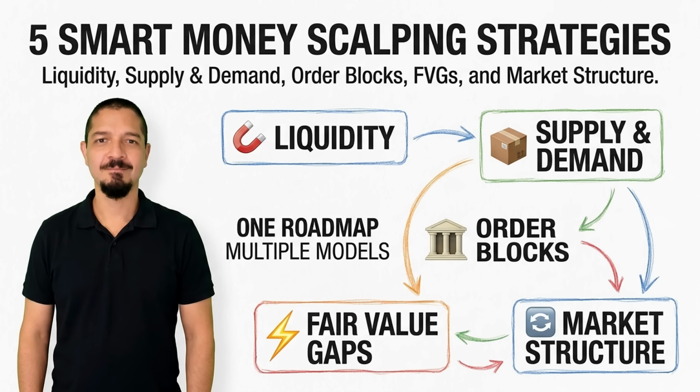You will learn how these 5 models connect to real market mechanics, from liquidity grabs and draw on liquidity, to supply and demand trading strategy, order block trading strategy, market structure shifts, and inverse fair value gaps. By the end, you will have a clearer roadmap for choosing the right scalping model instead of forcing trades every time the market starts moving.